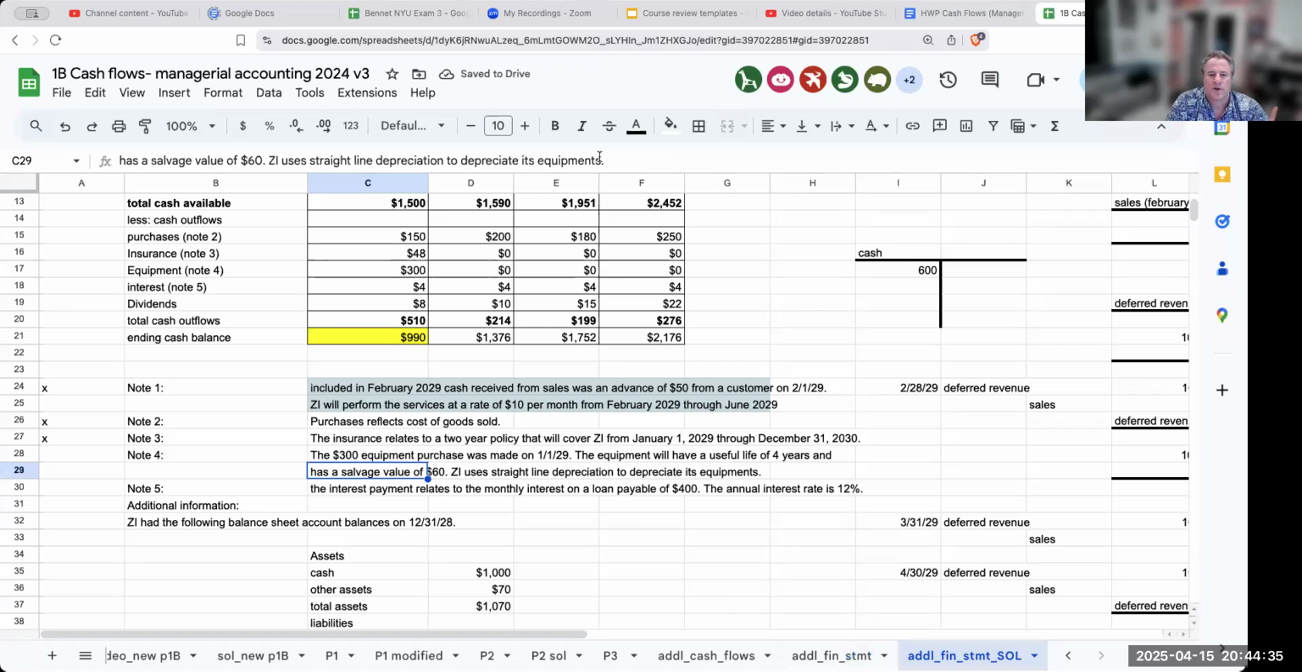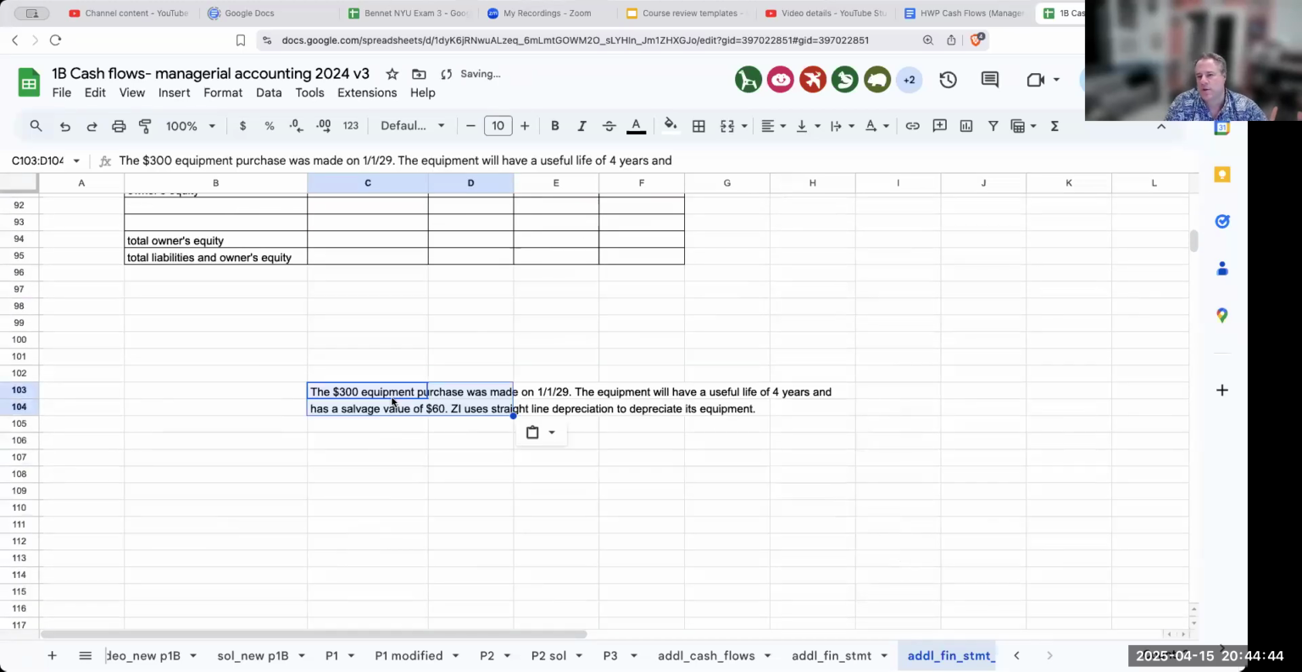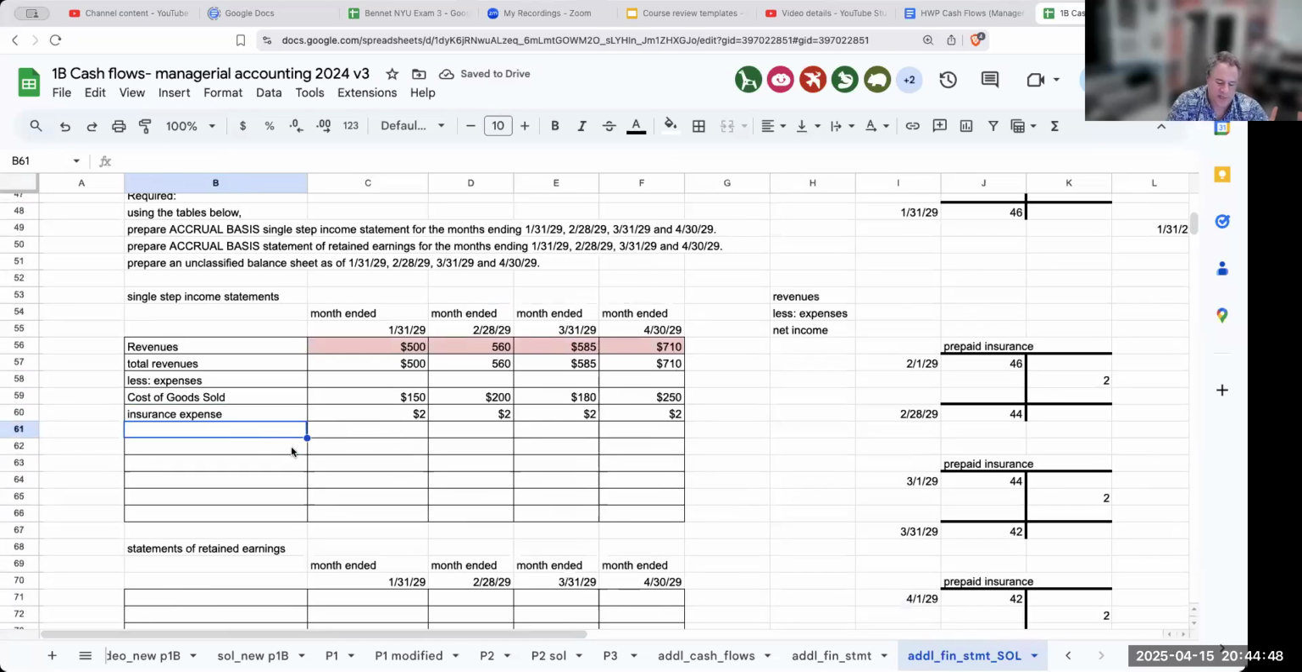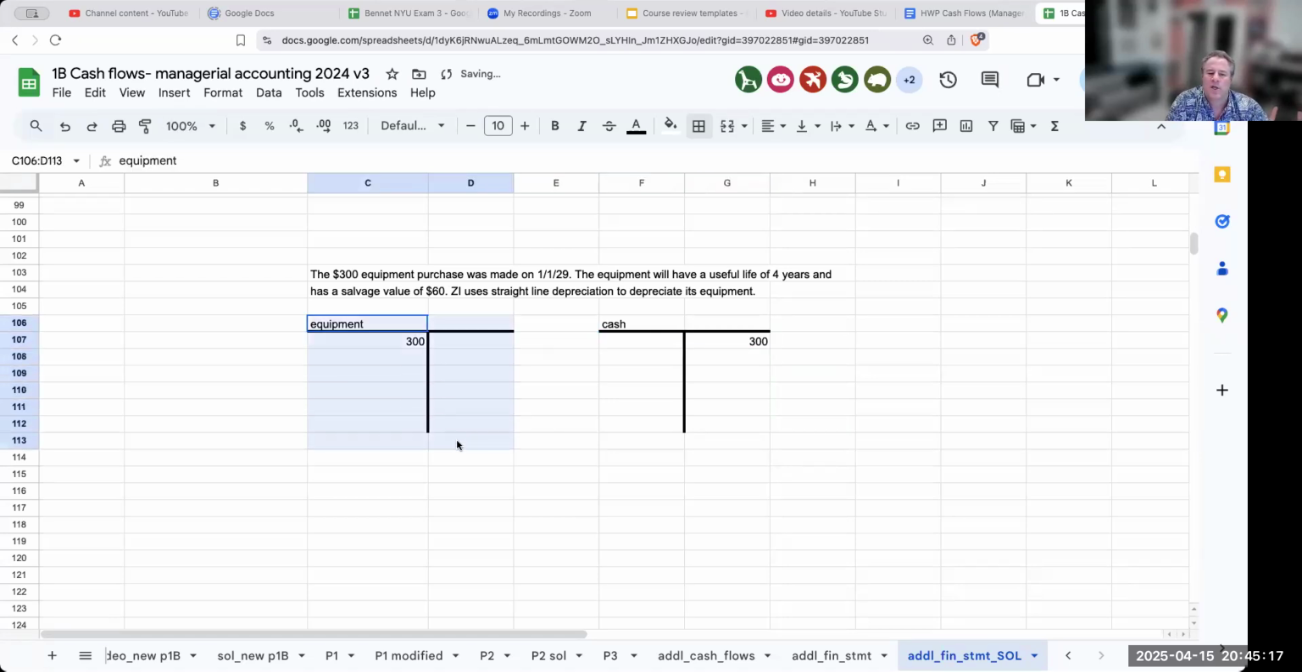Okay. So coming right over here, let's go ahead and do note 4. When I go through and look at when I purchase equipment, the thing you do not want to do is say equipment expense for 300. That's not how we go through and do it. When we purchase an asset, and this again goes back to financial accounting, we are recording equipment, and we credited cash for 300.